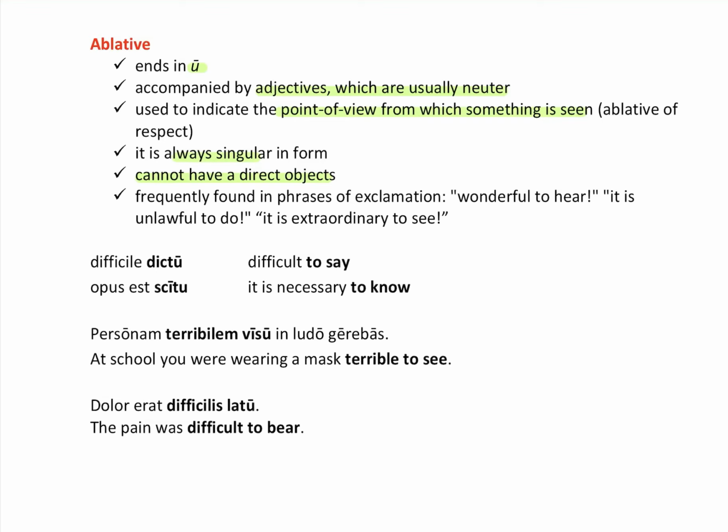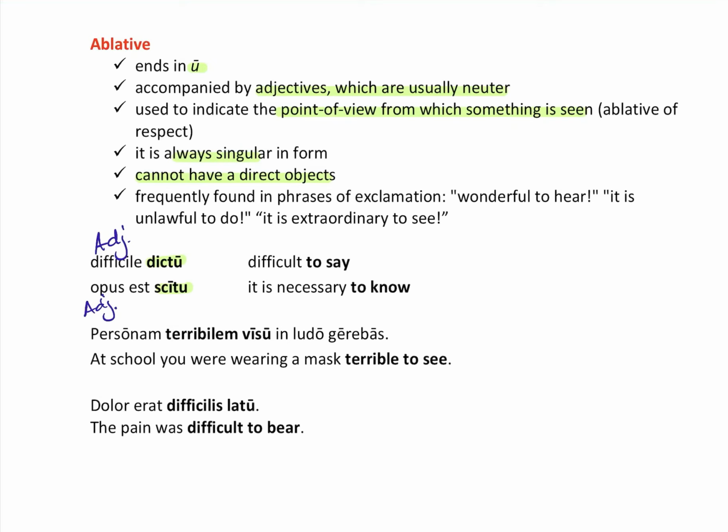Here's some examples. Difficile, here's our adjective, right? Because it's accompanied by an adjective. Dictu, here it is. Here's the ablative supine. It was difficult to say. Again, scitu, ablative supine, and here is our adjective. It is necessary to know.